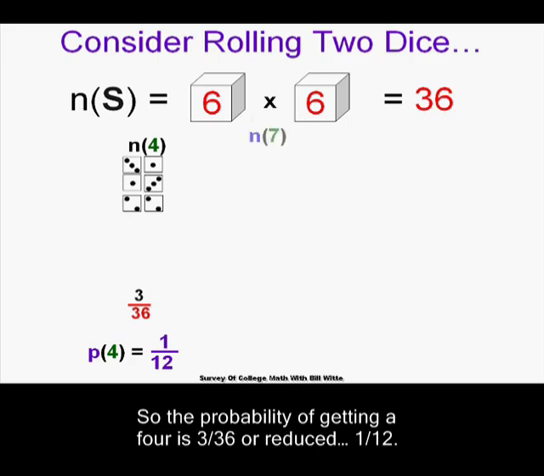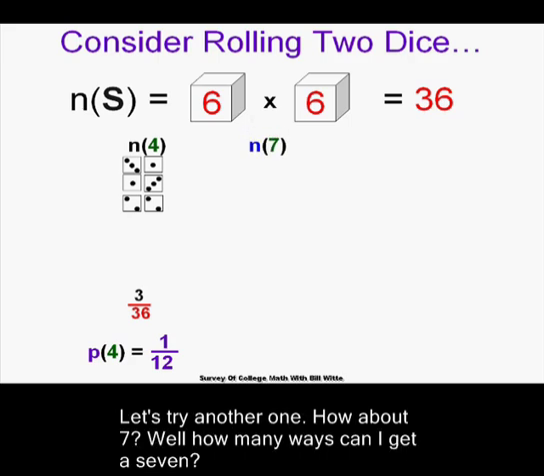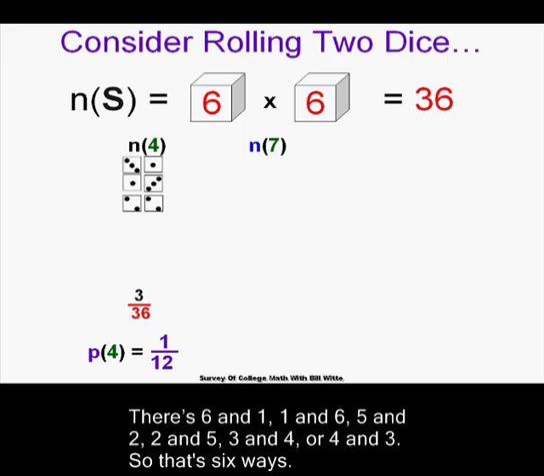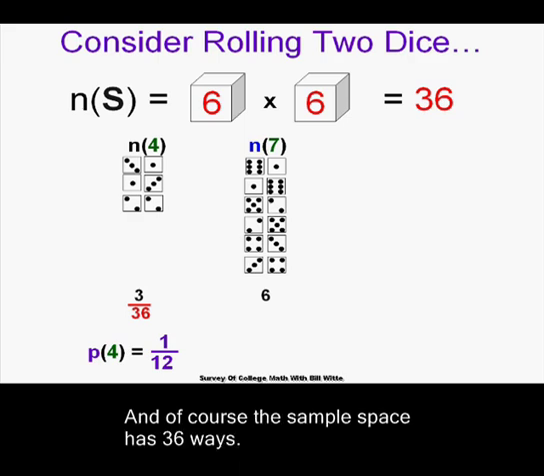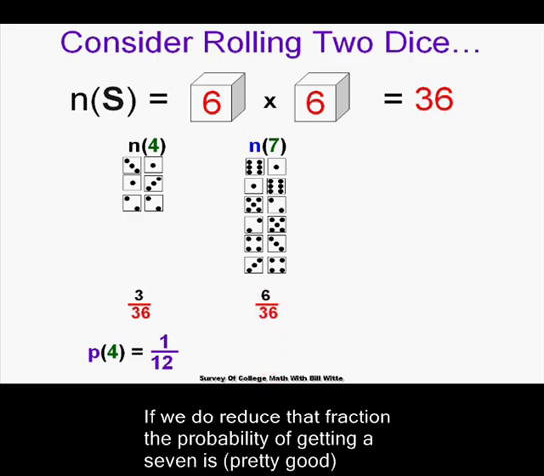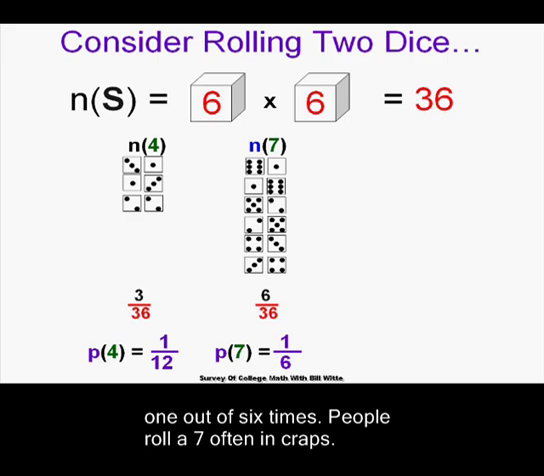Let's try another one. About a 7, of rolling a 7. Those of you that play craps might know a little bit more about this. Well, how many ways can I get a 7? Get a 6 and a 1, a 1 and a 6, a 5 and a 2, a 2 and a 5, a 4 and a 3, or a 3 and a 4. So that's 6 ways. And of course the sample space has 36 ways. So if we reduce that fraction, the probability of getting a 7 is pretty good. It's 1 out of 6 times. Okay, 7 occurs a lot in craps.